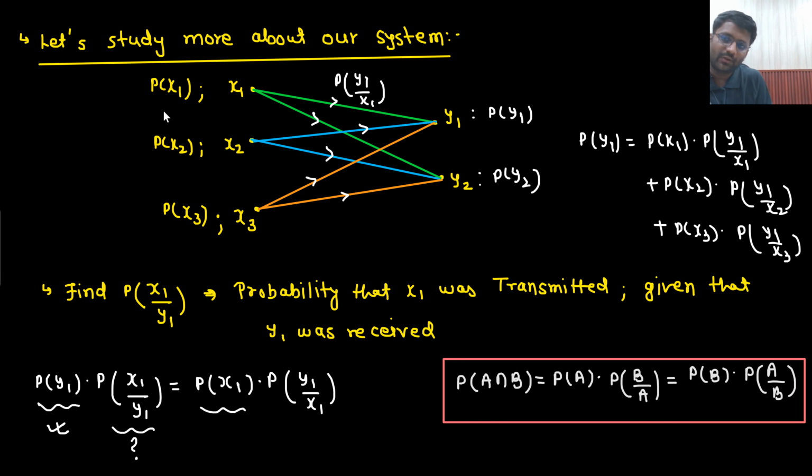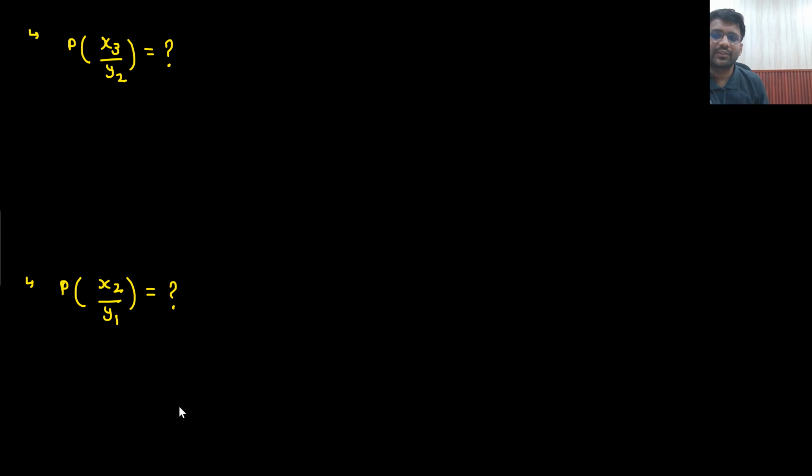Do I know this? Yes, sir, it will be written here. And do I know this? Yes, sir, it will be written here. So only one variable is there. This you will be able to find out. Job done. That's it. Nothing else is there. Are you able to understand this point? Simply you need to find out the probability of x1 by y1. Job done. So what will be the probability of x1 by y1?